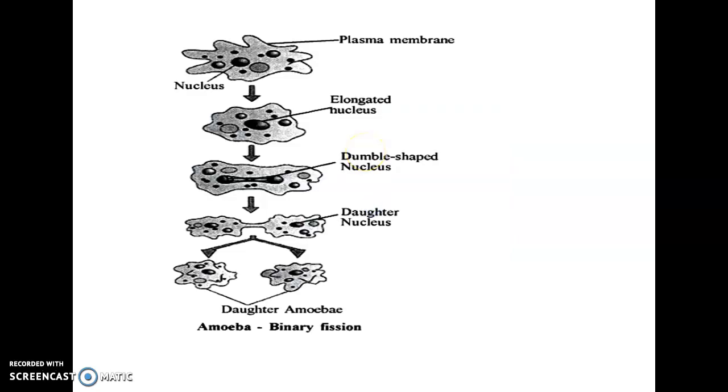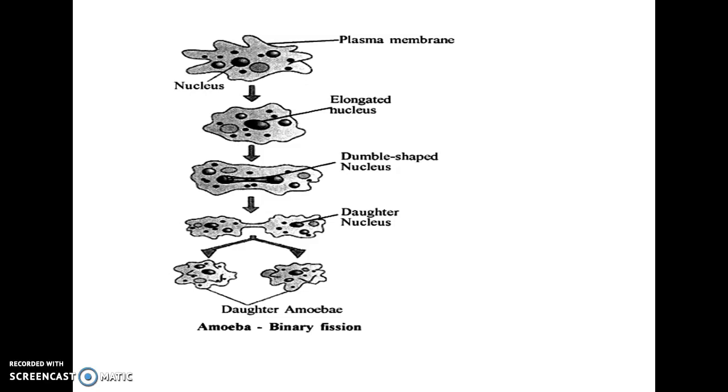One more diagram is there in your textbook, isn't it? What is this? Binary fission in amoeba. It is an unlabeled diagram, so you can label it. This is the plasma membrane. This is the nucleus. Here, what happens to the nucleus? It gets elongated and becomes a dumbbell-shaped nucleus. In the next stage, daughter nuclei are formed in 2 cells, which separate, and daughter amoeba are formed. Clear? So this is binary fission in amoeba.